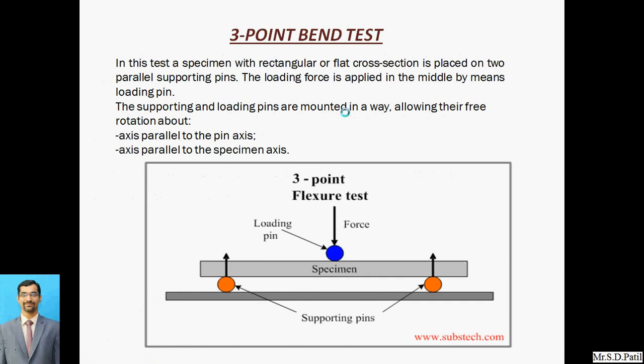So here you just understand how the 3-point bending test is carried out. In this test, the specimen used has either a rectangular or a flat cross-sectional area, and it is placed on two supporting pins. So what specimen are we using? It will be round, flat, or rectangular in shape.